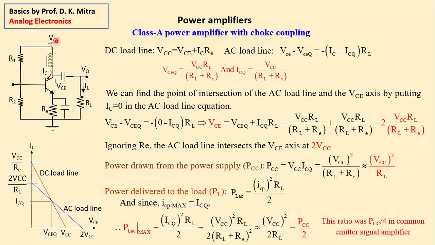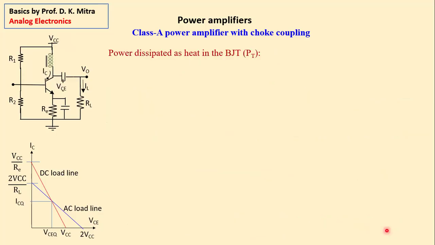You remember, this ratio was 1/4 in the common emitter amplifier. In the common emitter amplifier, the maximum power it can deliver to the load is the power drawn from the battery divided by 4, right? Whereas here, it can deliver the power drawn from the battery divided by 2. That means double that of your common emitter amplifier. So this is how a power amplifier works.